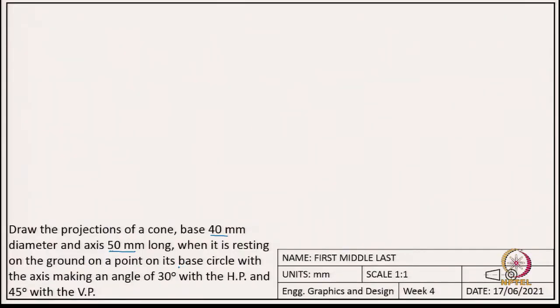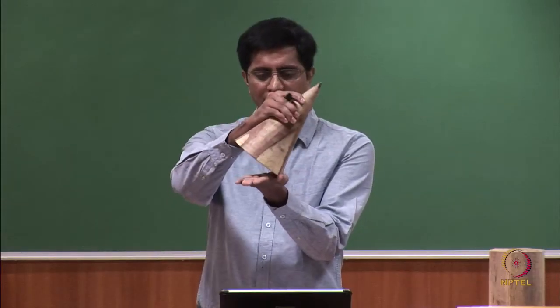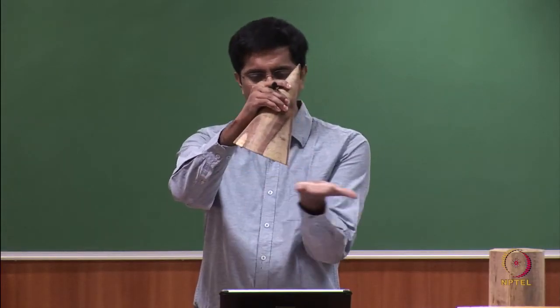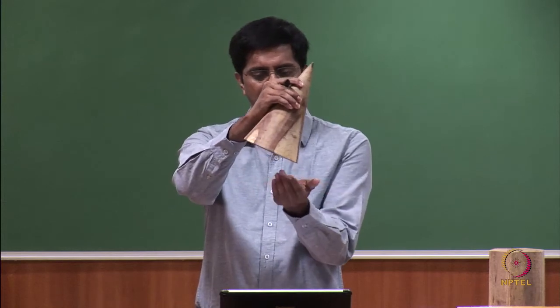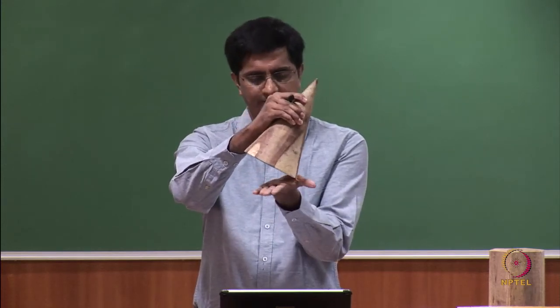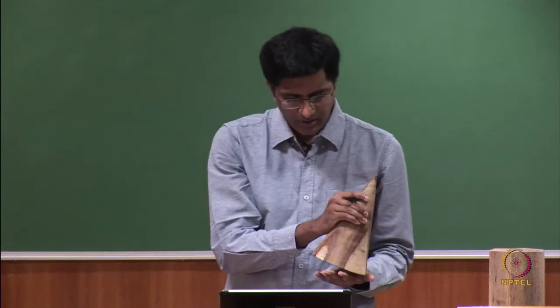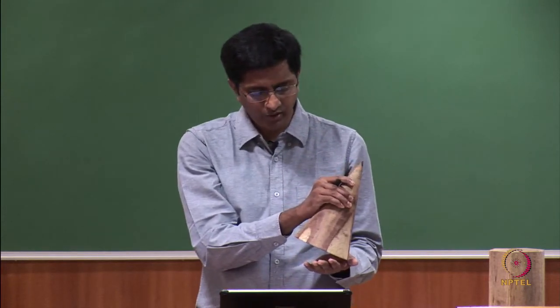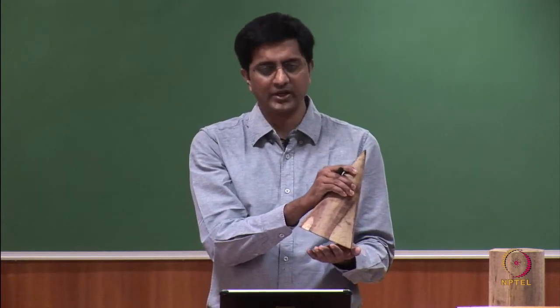So, the base circle makes an angle theta with the horizontal plane. So, the base circle makes an angle of 30 degrees with the horizontal plane. So, if this is the horizontal plane, it is making an angle of 30 degrees. Okay. And it is also making an angle of 45 degrees with the vertical plane.